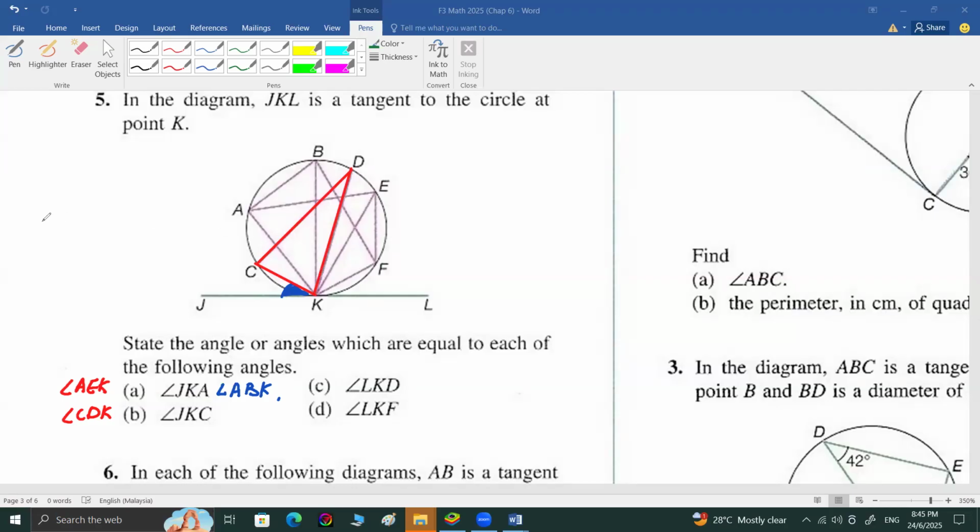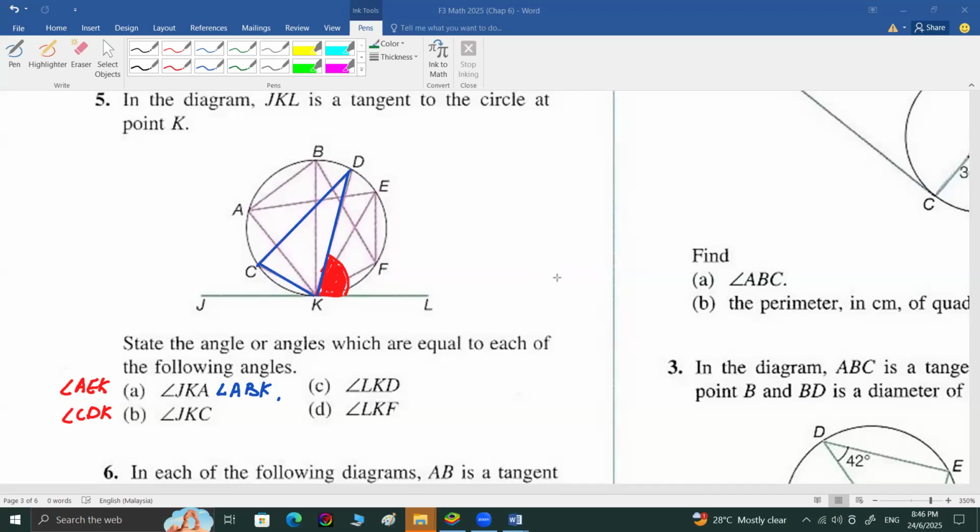Okay, so far can you follow? Yeah, one more. Next, we go to another one, that is LKD. LKD, okay, class, see my cursor here? LKD. This line, right? Okay, this angle. Which line should I draw there? Okay, this line, right? So I draw here, right?